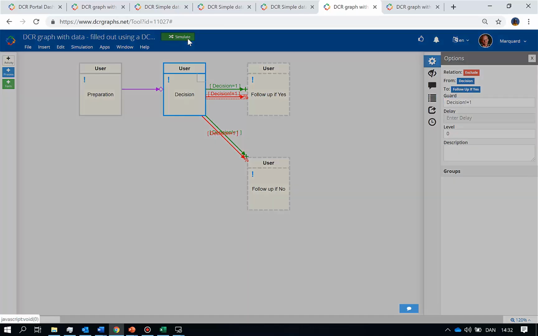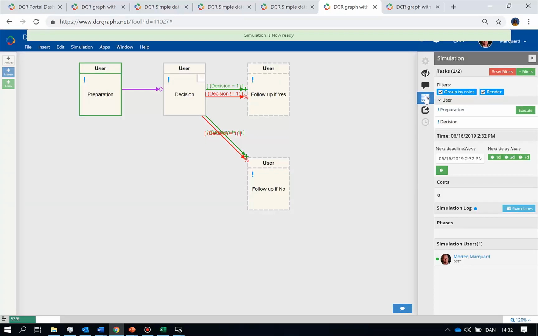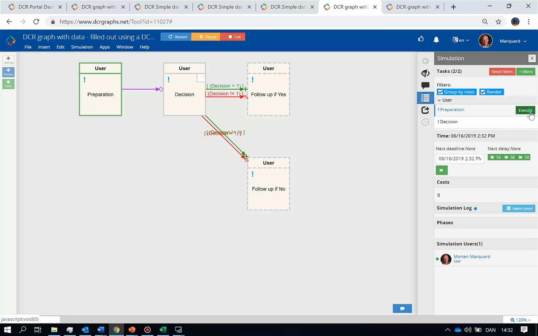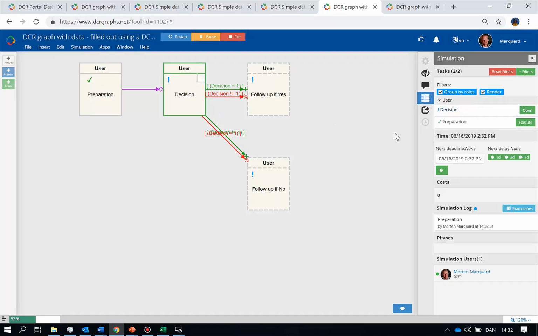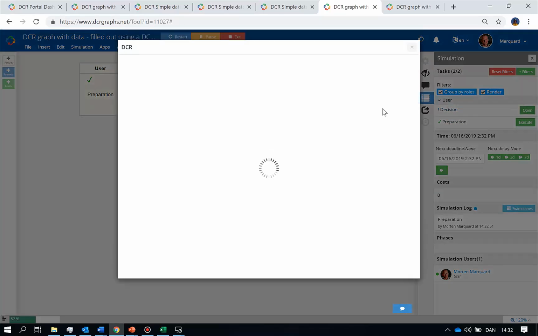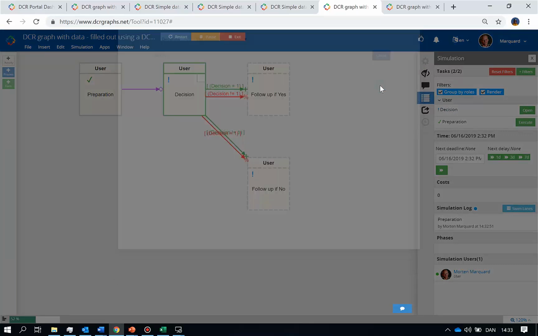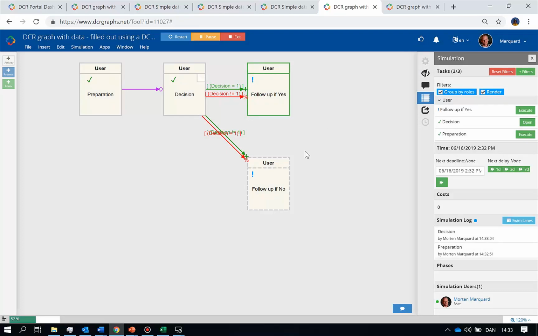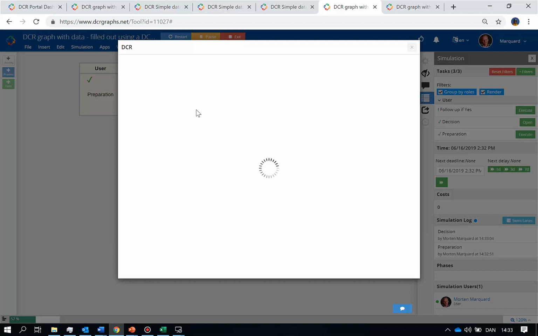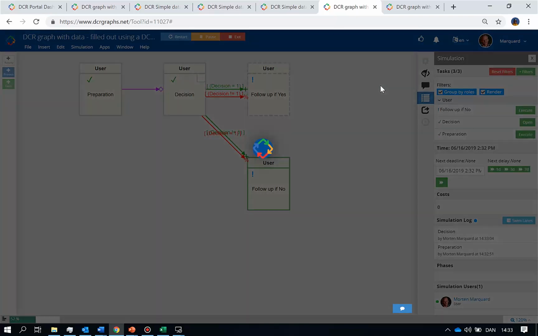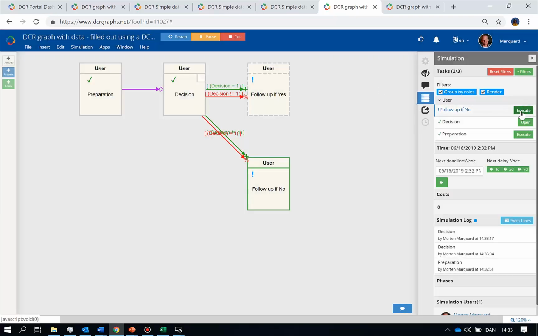Let's try to simulate this. As before, we start with the preparation. And once we've done preparation, we have to make a decision. Notice now we have to open the form to make the decision, to cast our vote. Initially we can say it's yes. When we do that, we see that the follow-up if yes is actually included. We can execute that now, or we can also change our mind by reopening the form, casting another vote, and then change the decision, executing that to finalize the process.